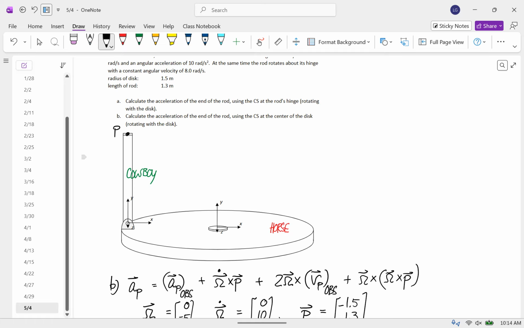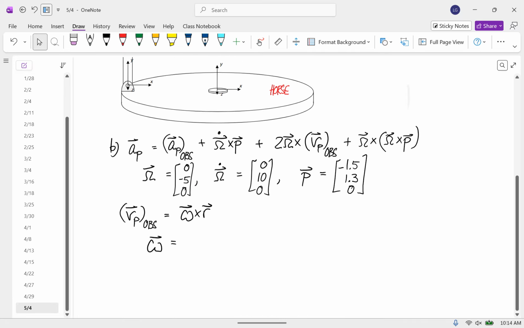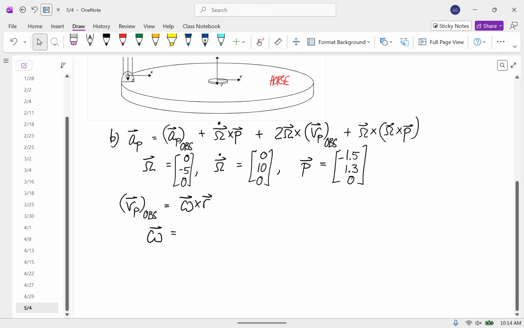Anybody have any questions about how I identified that this arm is rotating about the z-axis? No, the pin is parallel with the z-axis. Exactly. That's the way to think about it. Yep. So this is 0, 0, positive 8.